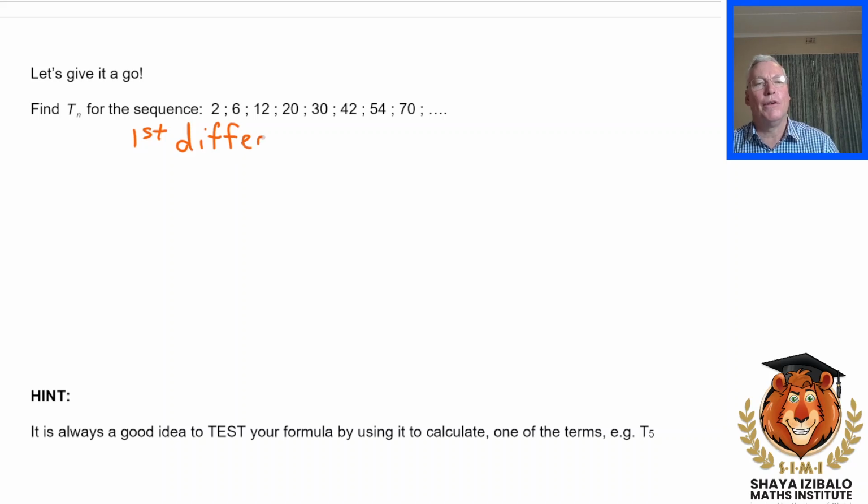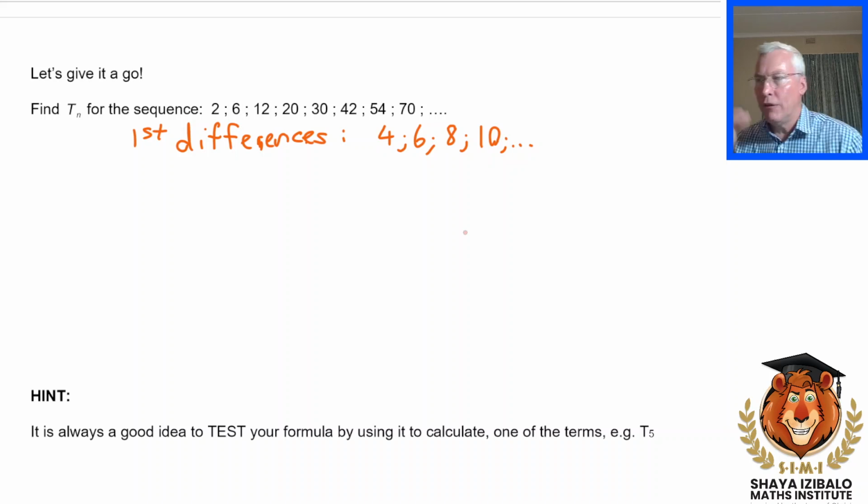The first differences are going to be 4. So 6 minus 2 is 4. 12 minus 6, 6. 20 minus 12, 8. 30 minus 20, 10. We don't need to write too many down, that's enough. Okay, notice how useful it is to be good with numbers. So we're not scratching around, we can just write them down.